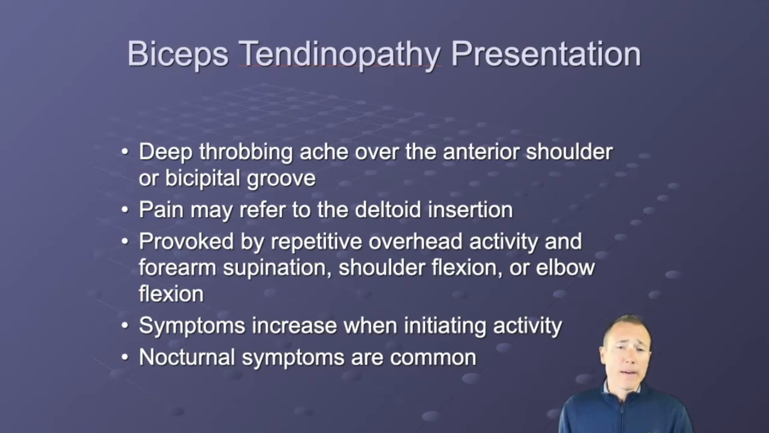So we have these kinds of pains. It can refer to the deltoid insertion. Remember, cervical disc lesions can also refer to the deltoid insertion. Tests like the arm abduction sign, tests like the arm squeeze test can help eliminate the cervical radicular symptoms as compared to the shoulder symptoms.